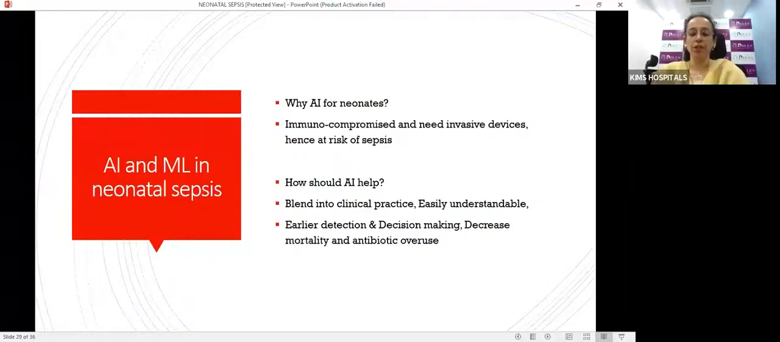This artificial intelligence should blend into our everyday clinical practice. It should be easily understandable, and it should help in earlier detection and decision making. Same for the biomarkers which we discussed earlier. We saw that there are many pitfalls or drawbacks for these biomarkers if we see them individually. Collectively, they can help to rule out sepsis. Blood culture is also less sensitive, as not every baby gets a positive blood culture. Only 30% of the babies who have infection tend to have a positive blood culture. So we need other methods such as AI that can help in decision making and decrease the mortality and antibiotic overuse in units.